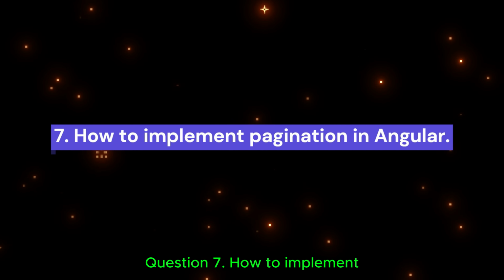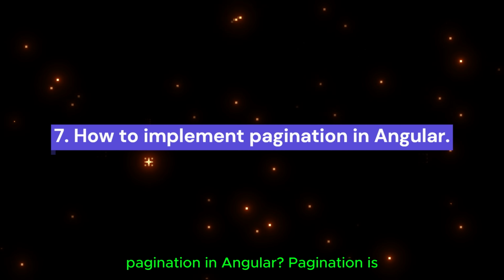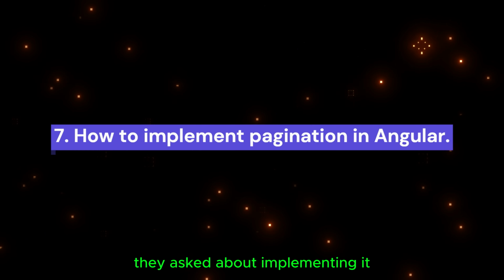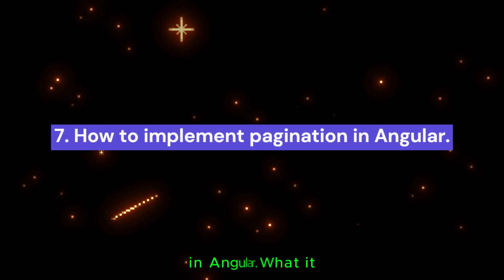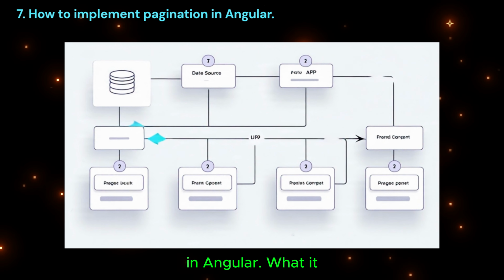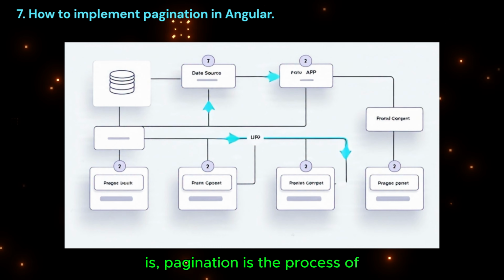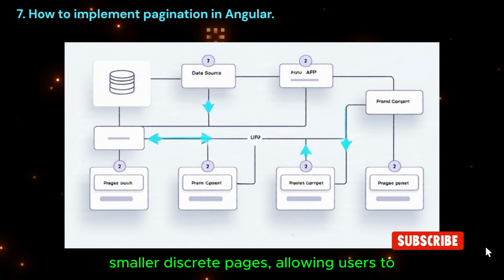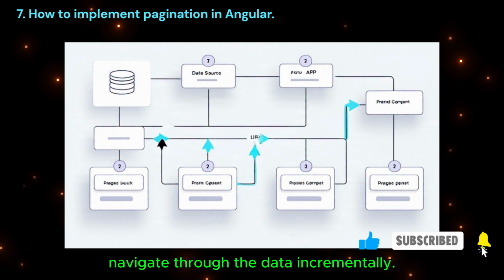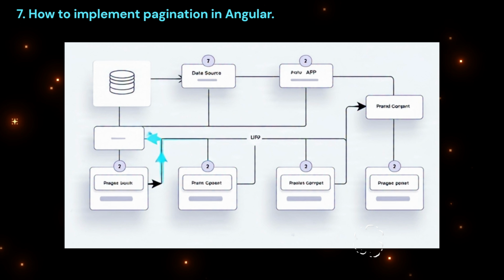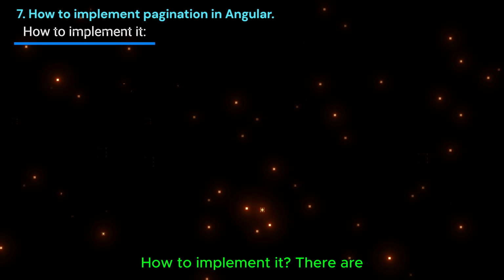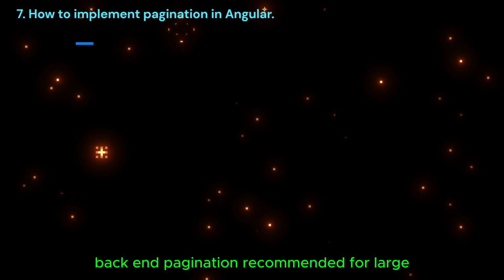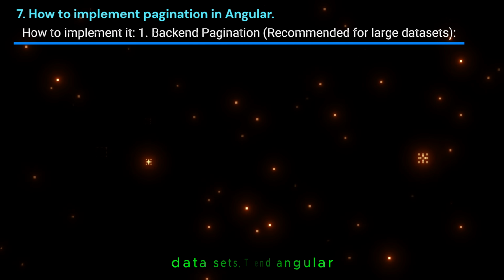Question 7. How to implement pagination in Angular? Pagination is a common UI pattern, and they asked about implementing it in Angular. What it is? Pagination is the process of dividing a large data set into smaller, discrete pages, allowing users to navigate through the data incrementally. How to implement it? There are 2 main approaches, often combined. 1. Back-end pagination, recommended for large data sets.